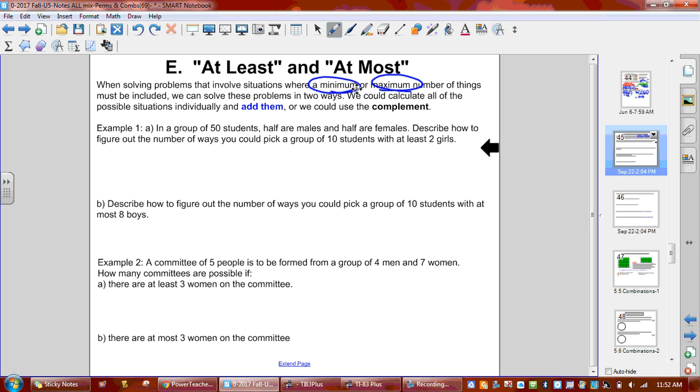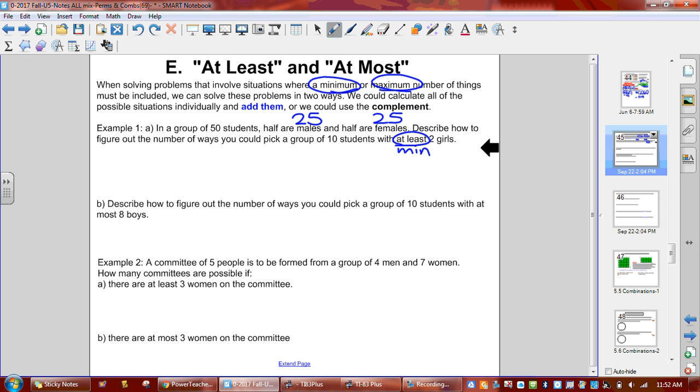So you have a group of 50 students, half are boys, half are girls. So we got 25 boys, 25 girls. How do you figure out the number of ways you could pick a group of 10 with at least 2 girls? Well, this is where we're going to go like this. If it's at least 2 girls, you can always replace at least with minimum. We need minimum 2 girls. And if it's a group of 10, that means you could have 2 girls, 8 boys.